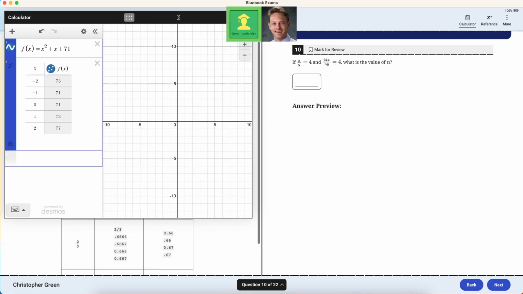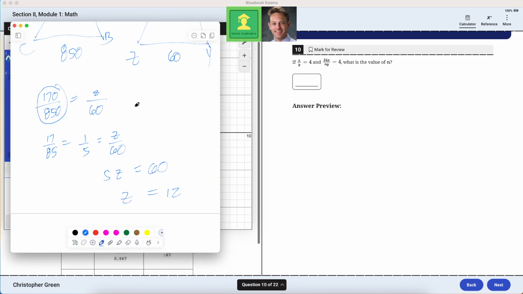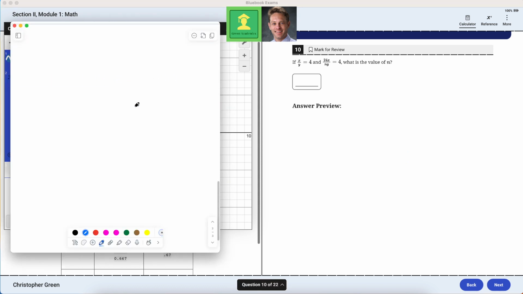If x over y is 4, what is 24x over ny? Oh, and 24x over ny equals 4. So x over y equals 4, and 24x over ny equals 4. Well, it's kind of a weird spot, but this is this.